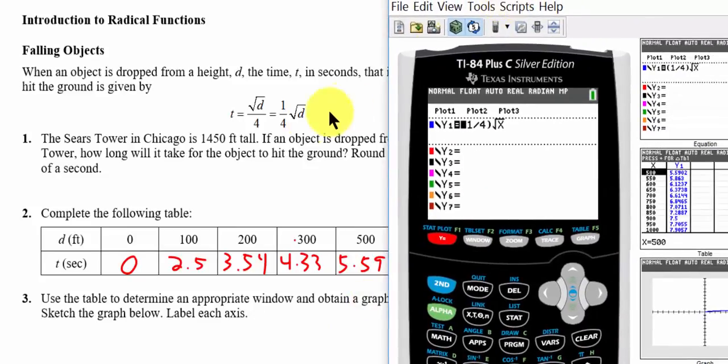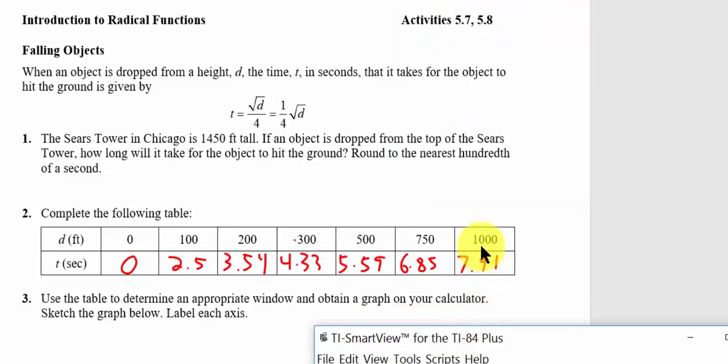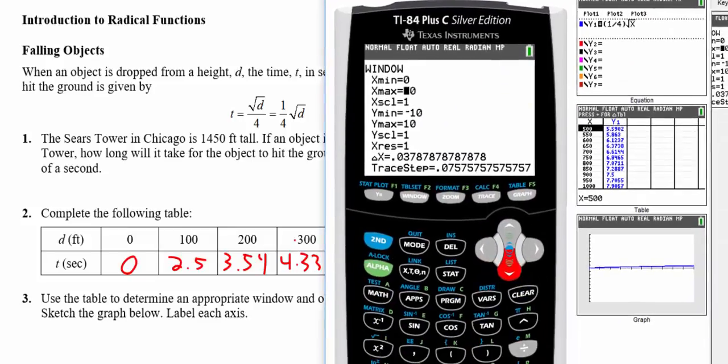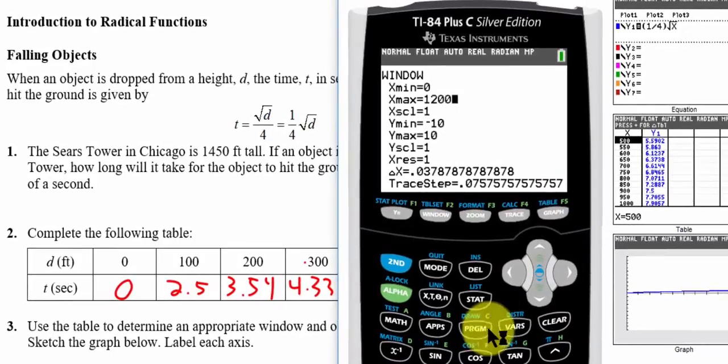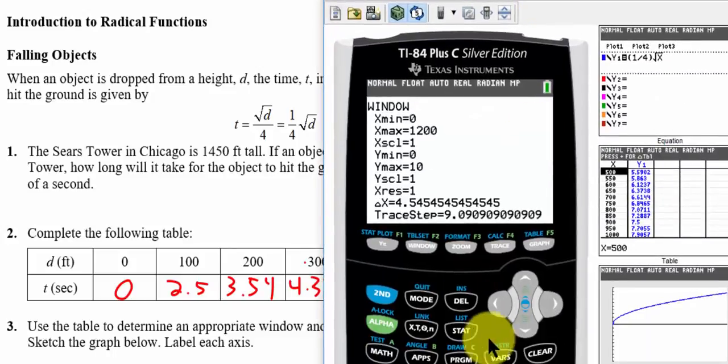we already entered the equation, right? Y equals 1/4 square root of x. My window, I'm going to go from 0 to, looks like we went to 1,000, so maybe I'll go a little bit bigger than 1,000. Maybe I'll go 1,200. All right, so I'll write 0 to 1,200. And then for my y, or in this case the t, I'll go from 0 to some number bigger than 7 point. Let's go to 10.